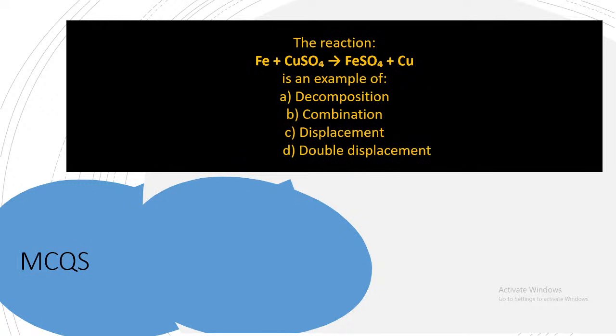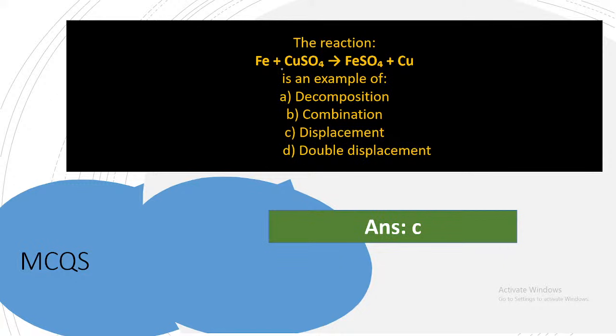Next one. Now look at the reaction. Iron plus copper sulfate gives ferrous sulfate plus copper. So it is an example of which type of reaction? Is it decomposition, combination, displacement, or double displacement? Yes, C is the correct option because iron is displacing copper.